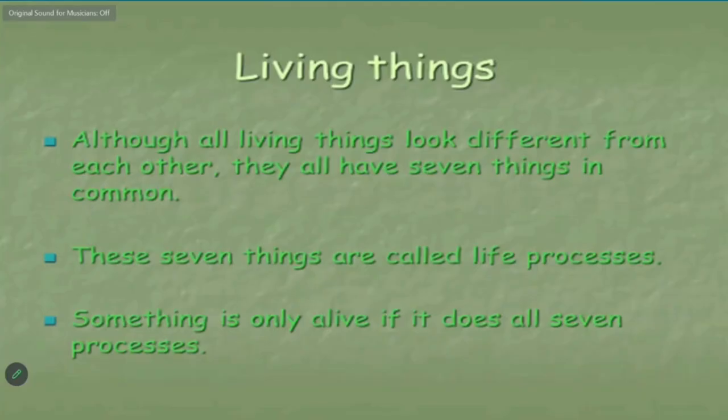As we all are living things, and all living things look different from each other, but as you have seen in the last slide, although the living things are different, they all have seven things in common. These seven things are called the life processes. Something is only alive if it does all seven processes.